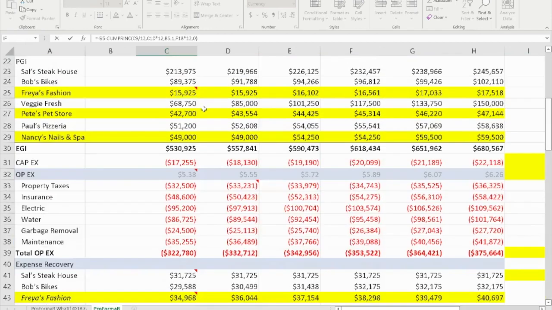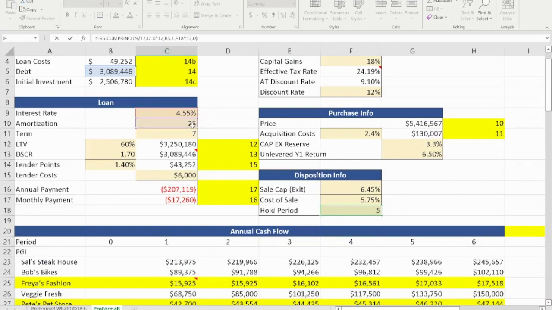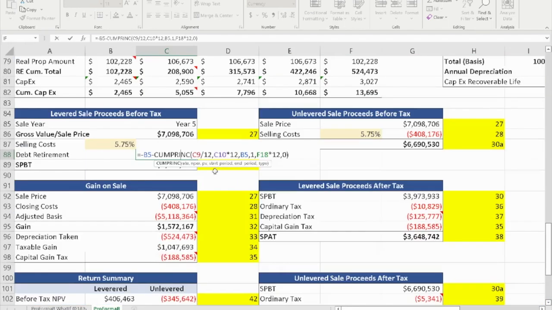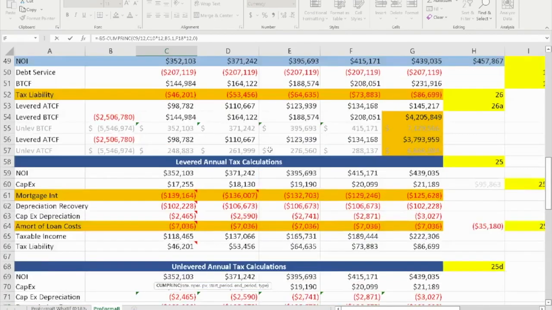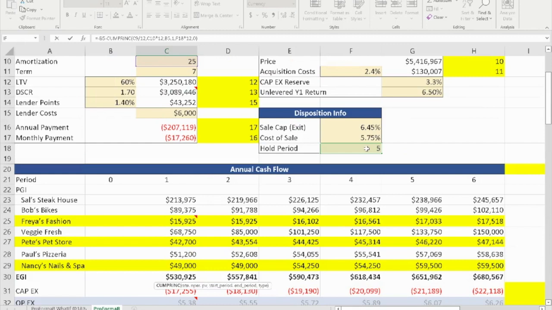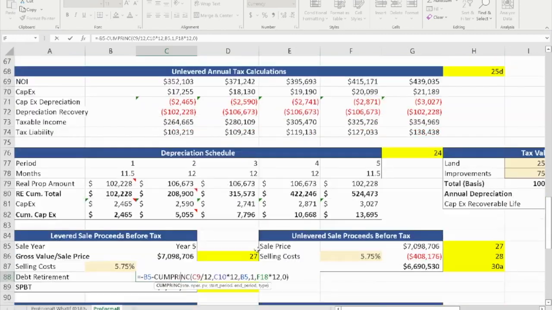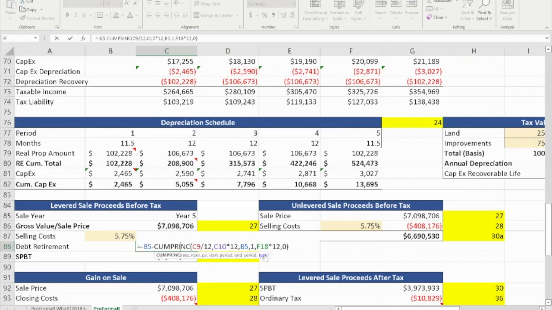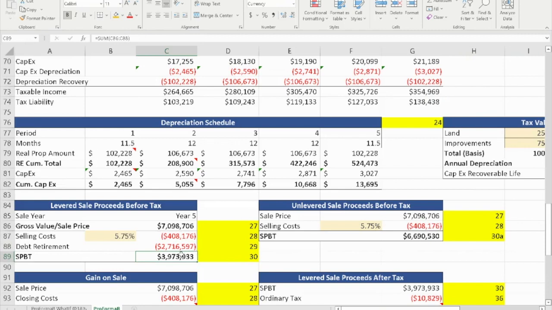That's the 25, which is C10, 25 times 12, comma, the present value, referencing back to the debt amount, which is $3,089,000 and some change. The start period is 1, and then the end period is basically 5 years. F5, the holding period is 5 years. This is how many years we're holding it for, times 12, which will give you the end period, and then comma 0. That should give you the debt retirement.